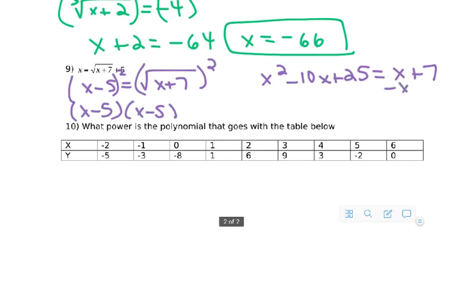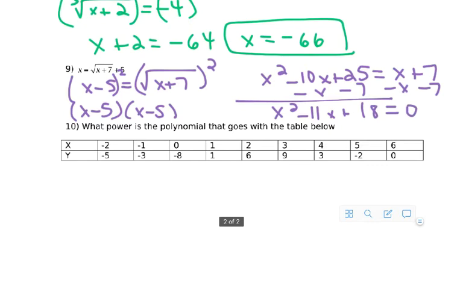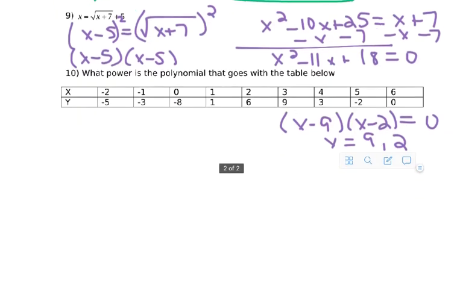Now I'm going to get this to be an equation equal to 0. And I get x squared minus 11x plus 18. And this one is a simple factor because x squared minus 11x plus 18 factors into x minus 9, x minus 2. So x is equal to 9 and 2. I'm still going to double check to make sure those answers work.